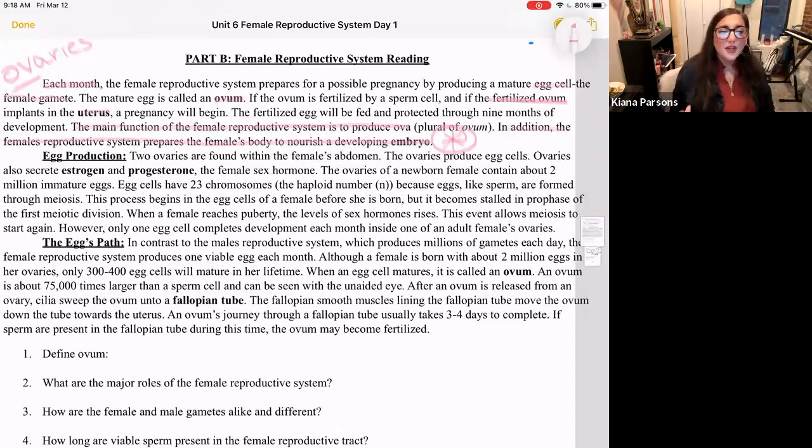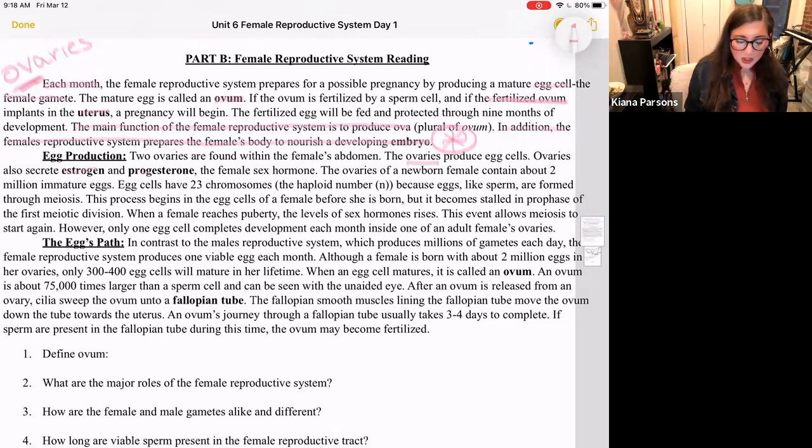All right, egg production. 2 ovaries are found within the female's abdomen. The ovaries produce egg cells. And then again, you see that ovary produces the ova. We're talking about eggs. Ovaries also secrete estrogen and progesterone, the female sex hormones. The ovaries of a newborn female contain about 2 million immature eggs.